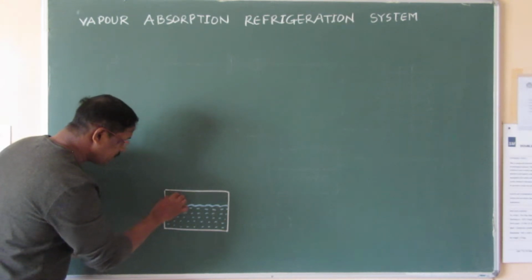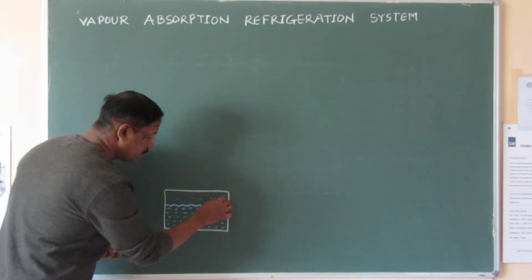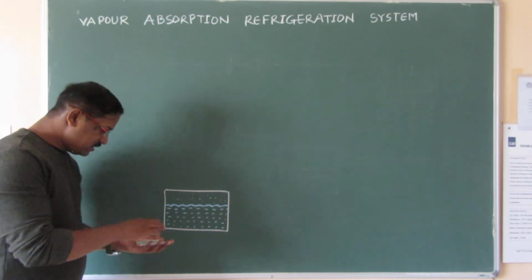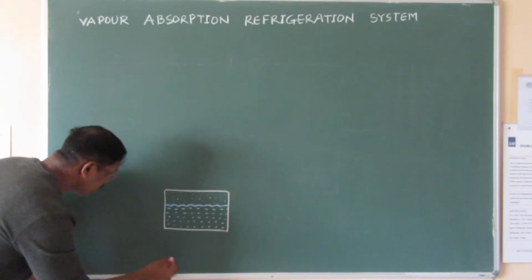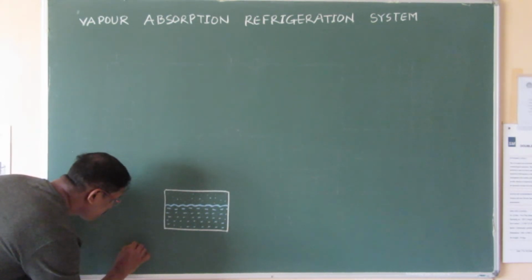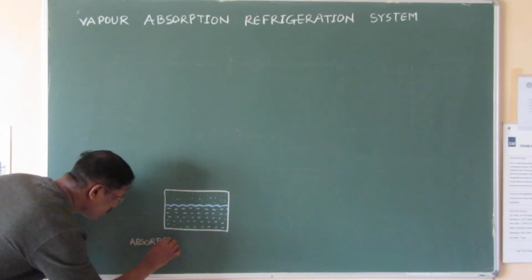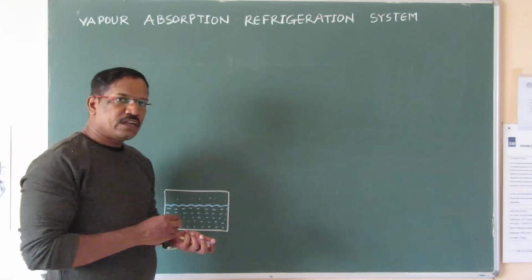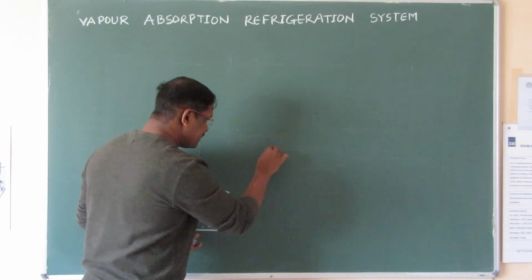Obviously some part will be in the form of vapor. When it gets condensed, it will be liquefied and stored in this. Now this is the absorber, so I will write here absorber. The second is the generator unit, where we can say it is a boiler. So it is a generator unit.